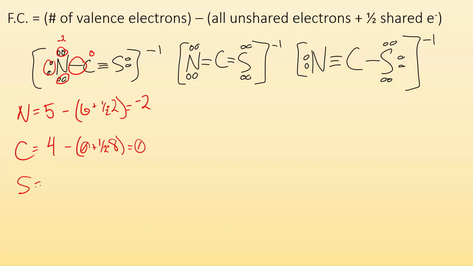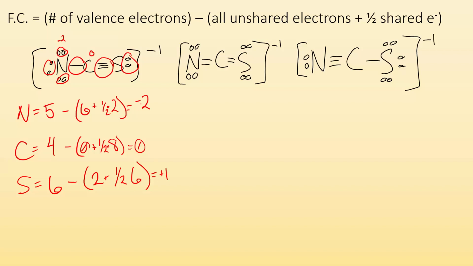And then sulfur, let's take a look. Sulfur had 6 valence electrons minus, it only kept 2 to itself, right? Only kept 2 to itself, plus half of the shared electrons. We got 6 shared electrons there. So we end up with a +1.